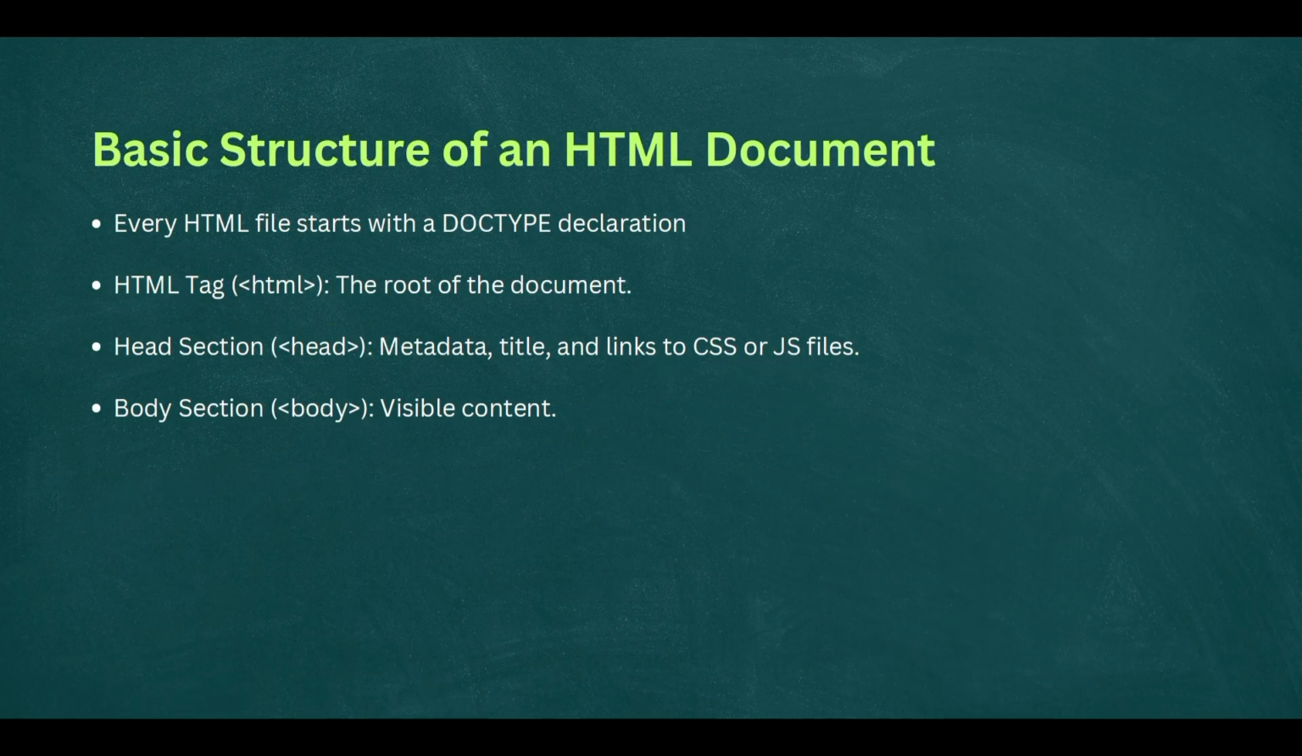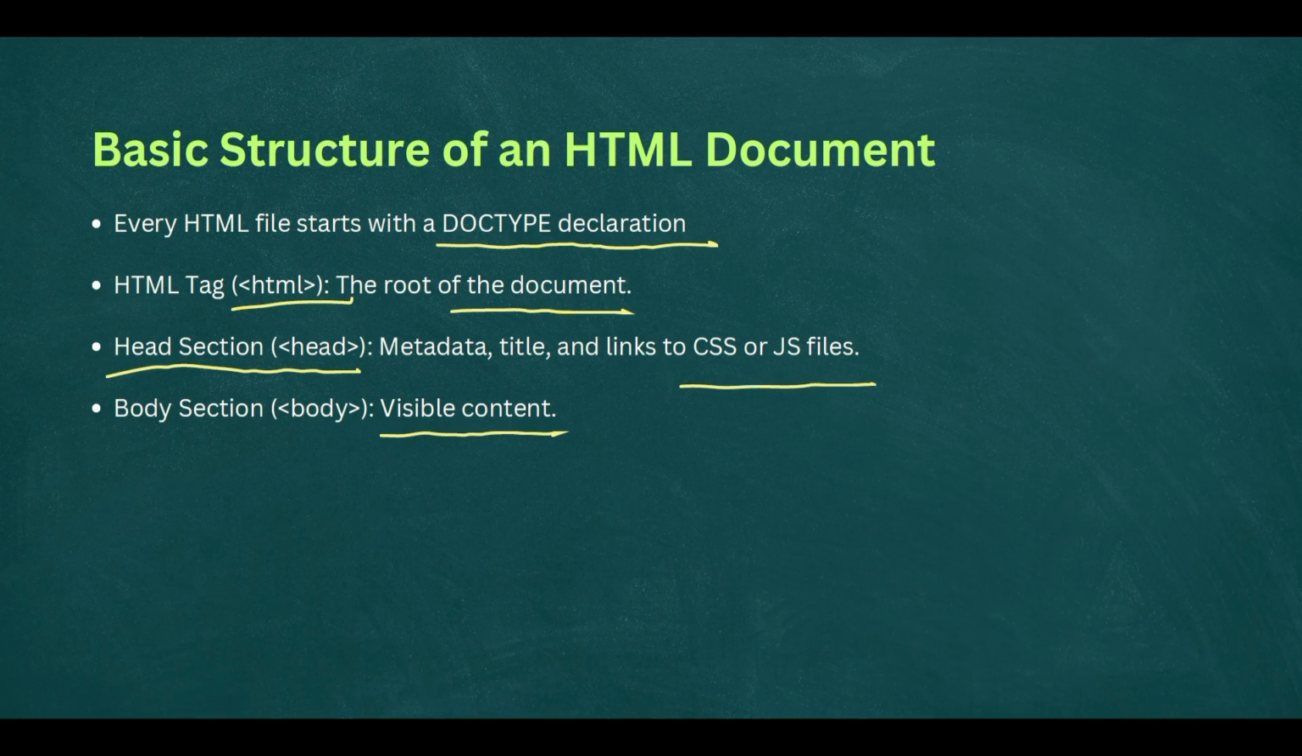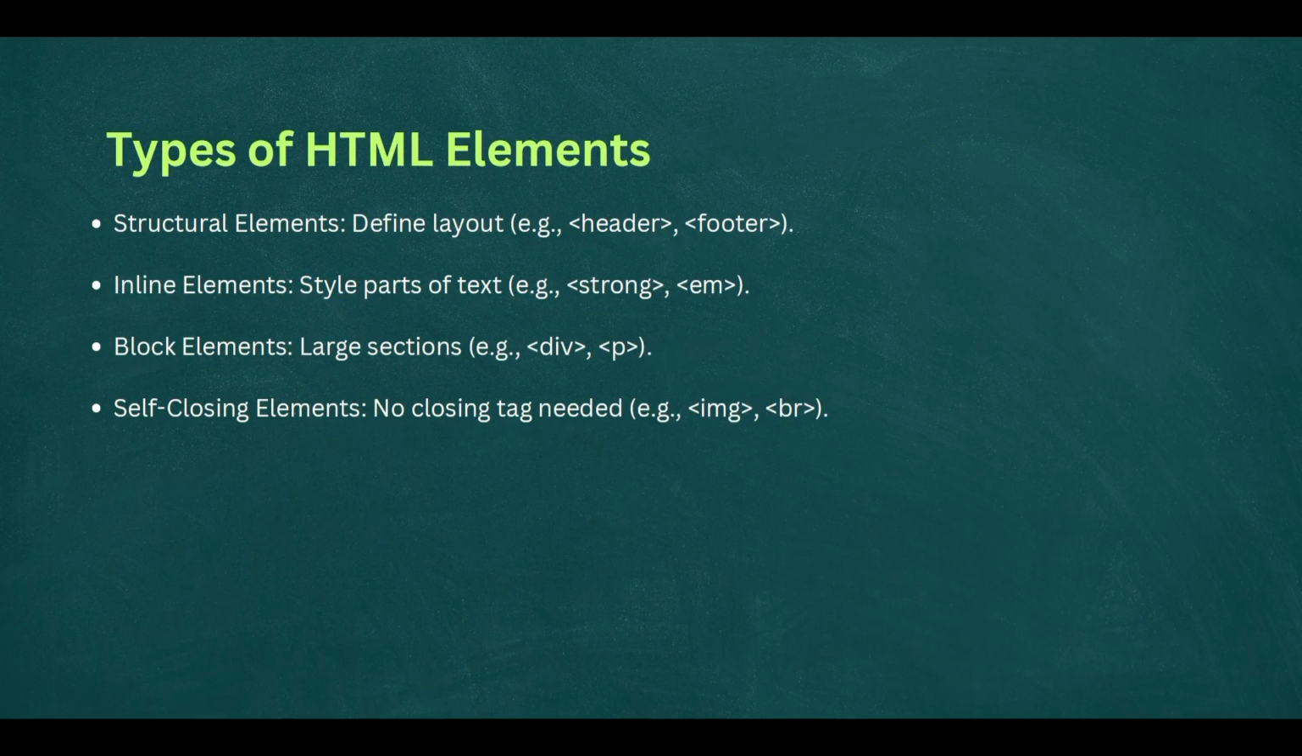Now the basic structure of any HTML document. Every HTML file starts with a doctype. It is basically for how you write HTML code. We start with the doctype declaration, which says which HTML version we are using. Then we use the HTML tag, which is the root of any HTML document. Then we add the head tag that contains metadata, titles, links, and CSS and JavaScript files. Then we have the body section, the visible content. I already told you, whatever is inside the body tag is exactly what you see in the web browser.